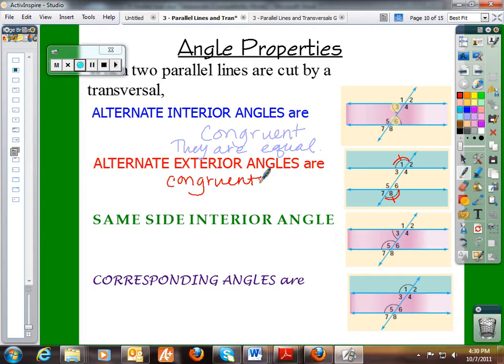Same side interior angles are the only ones that are really different. They're on the interior again, but they're on the same side of the transversal. They are not equal in measure, not usually. They are supplementary, meaning they add up to 180 degrees.